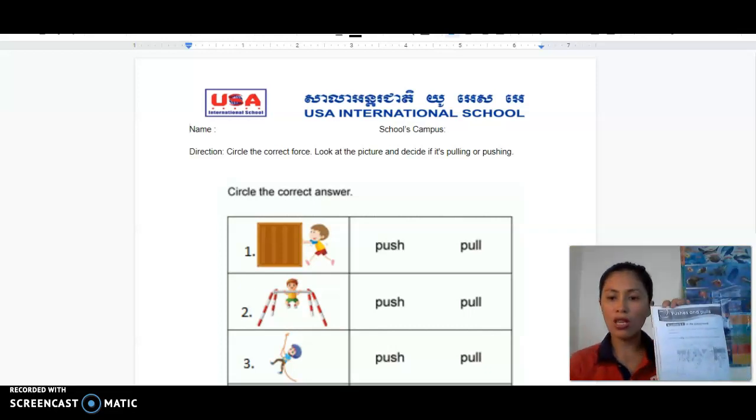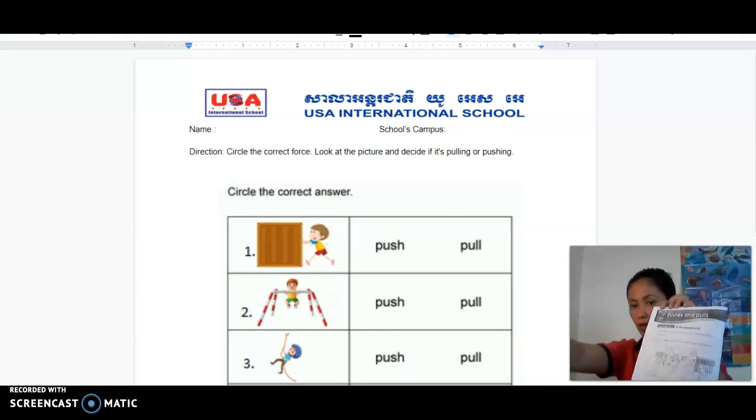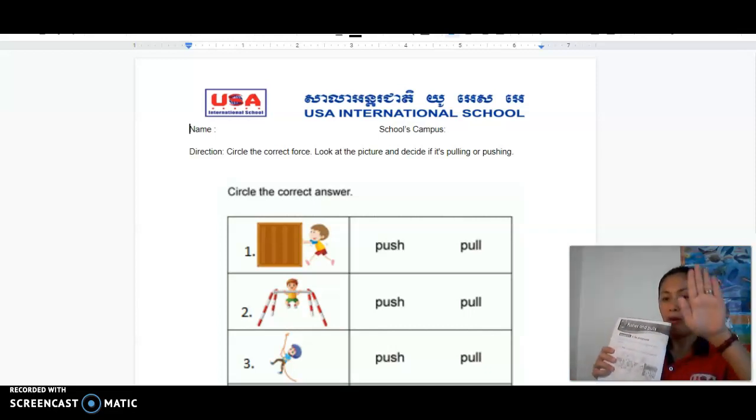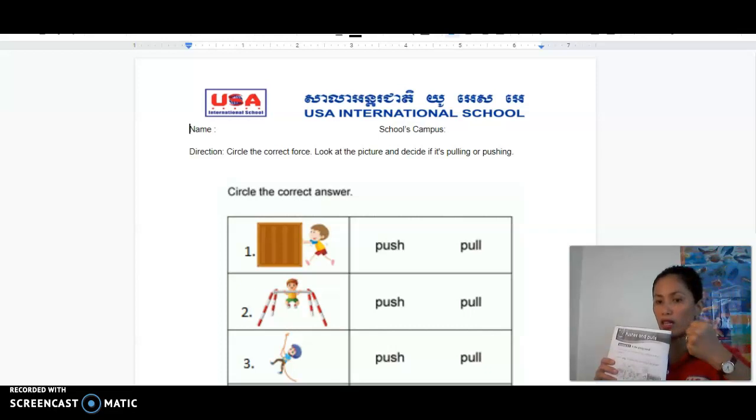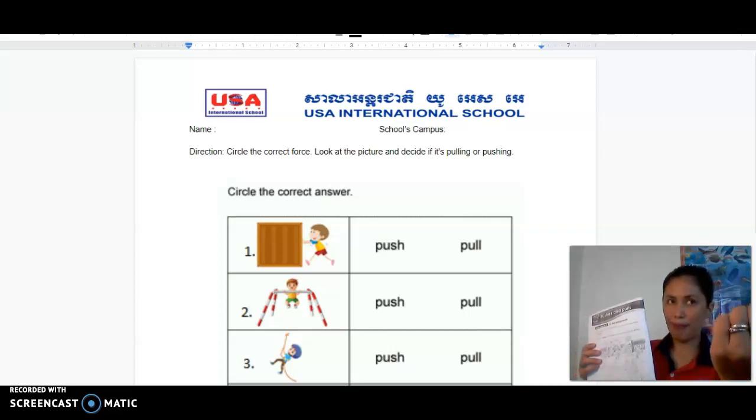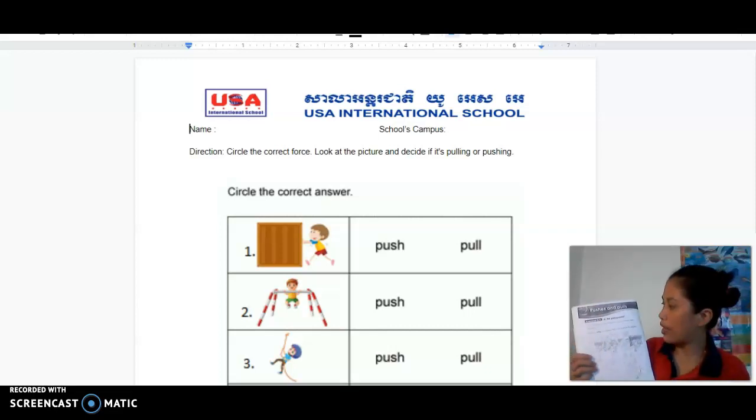We know that push is you move something with force away from you, right? Away, where can you see me? Away from you. Push away from you. Pull is closer or near you. So when you pull things with force, pull is like this. So in this exercise, you can show that you understand about movement.